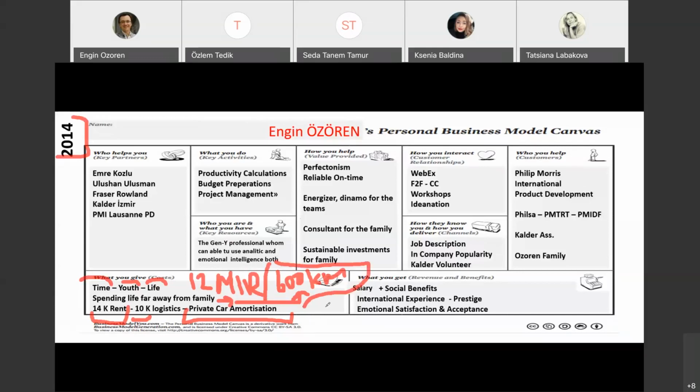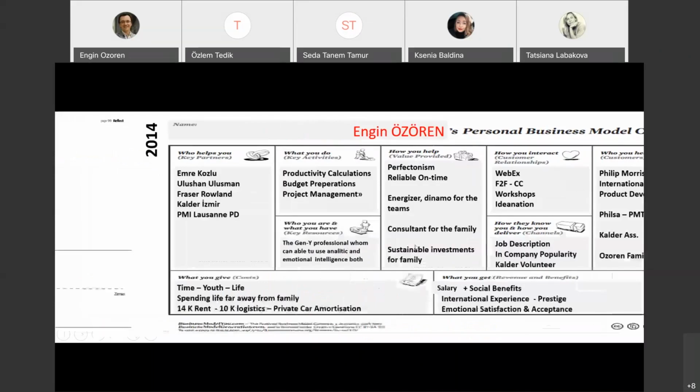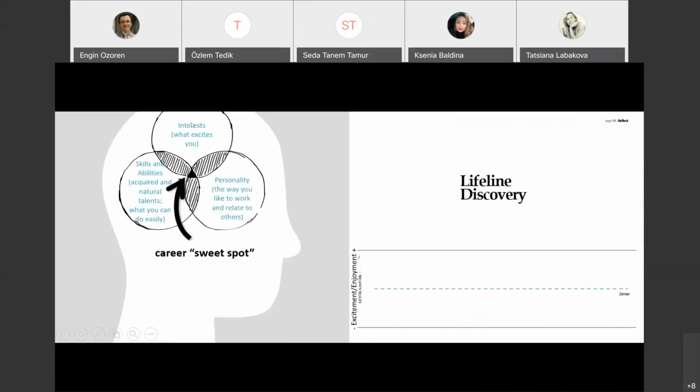So at the end of the 5 years, my car had become 300,000 kilometers. I bought it for 30K euro. Now, if I want to sell it, it could be maximum 5K euro. That is my cost while I'm working, spending my time in 2014. So when you look at all of your life, sometimes you will find your career sweet spot.